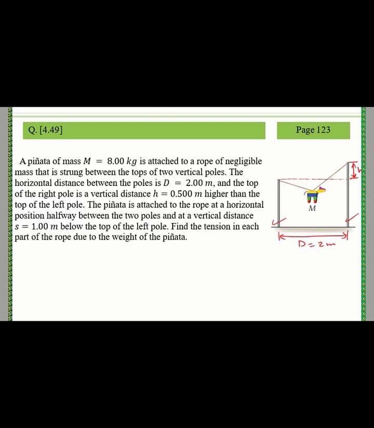and h is 0.5. The piñata is attached to the rope at horizontal position halfway between the two poles. So this distance from here to the piñata is half the way. It's d over 2. And this one also is d over 2. We know d, so this is 1 meter and this is 1 meter.